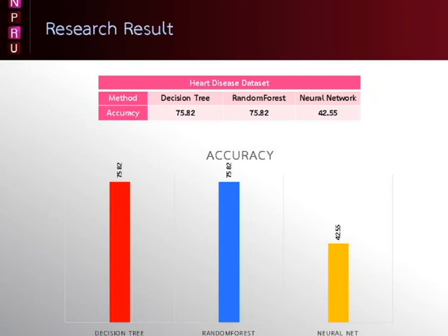This is the research result. This chart shows the result of the classification accuracy from 3 classification techniques. Decision tree is presented in red, random forest in blue, and neural network in orange. The result shows that decision tree and random forest give the best accuracy, while neural network provides the lowest result.